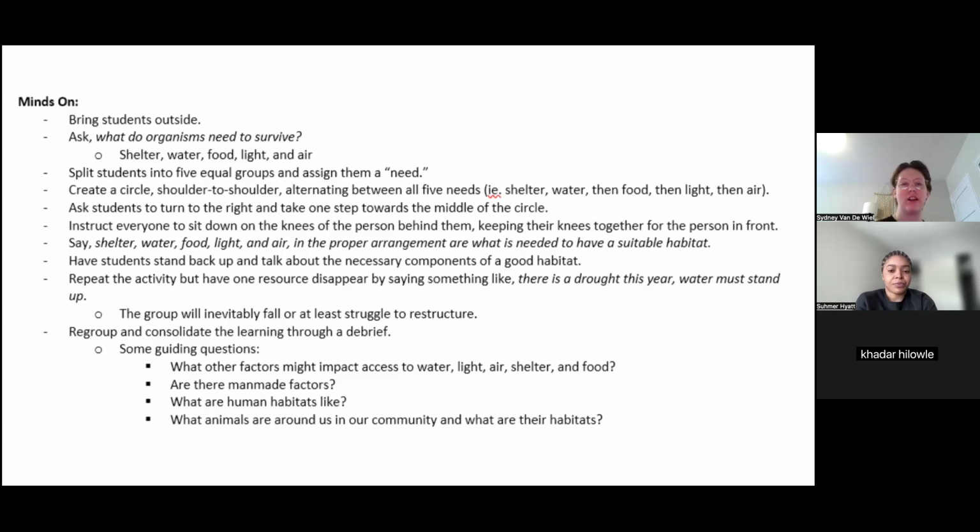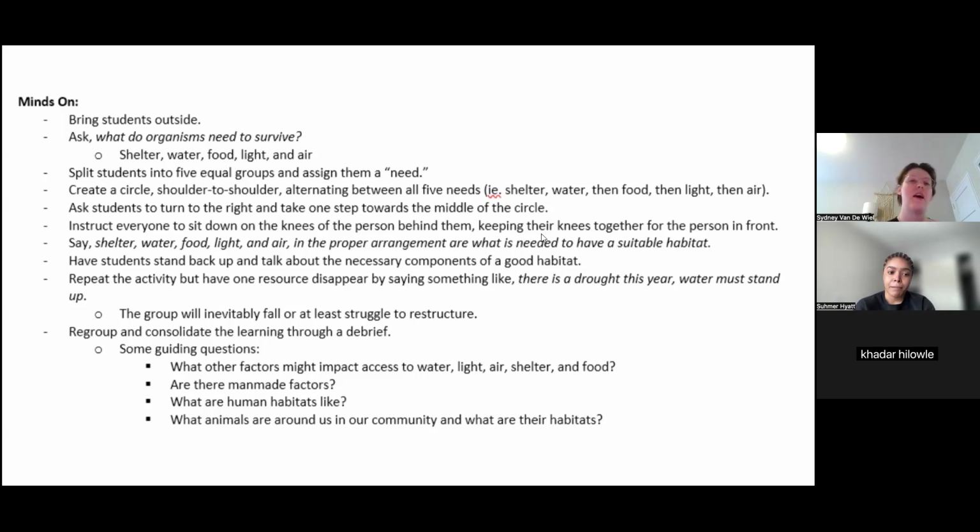And then students are going to turn to the right and take one step towards the middle of the circle. So they're kind of like all facing the same direction. And then you're going to instruct everyone to sit down on the knees of the person behind them, keeping their knees together to support the person in front of them. This is going to feel a bit nerve-wracking, but it does work. And then the facilitator would say, shelter, water, food, light, and air, and the proper arrangement are what is needed to have a suitable habitat.